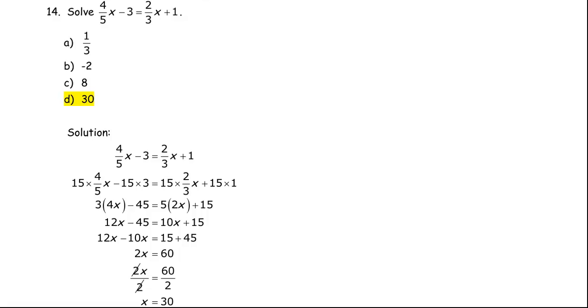Now, you can find those numbers by listing the multiples. For example, the multiples of 3 are 3, 6, 9, 12, 15. I could keep on going, but I only need to go to 15. And the multiples of 5 are 5, 10, and 15. See, 15 is the first number in both lists, so that's why it's called the least common multiple, the smallest multiple they have in common.